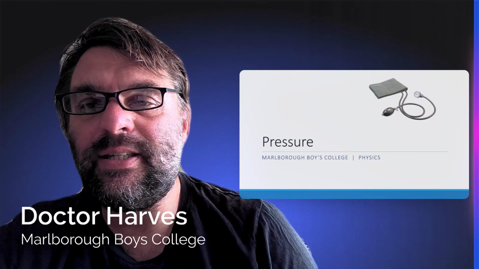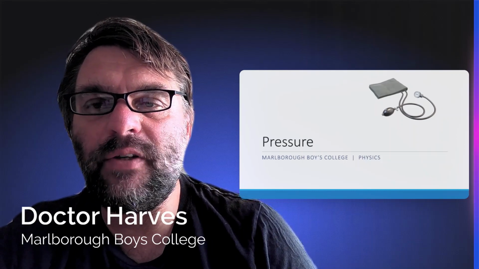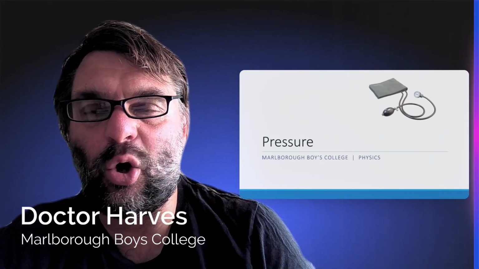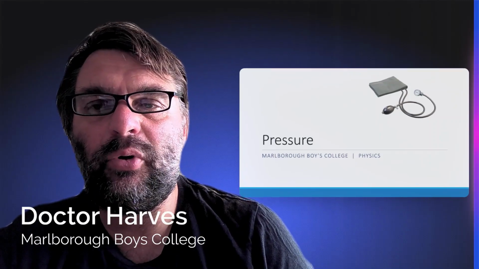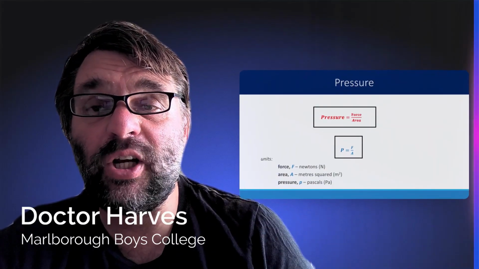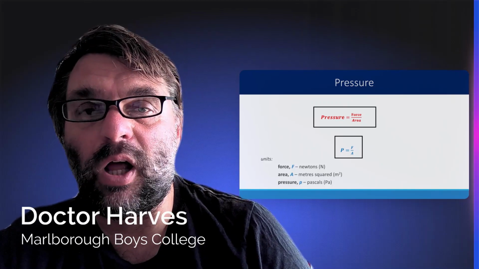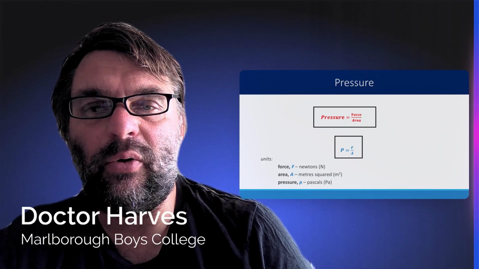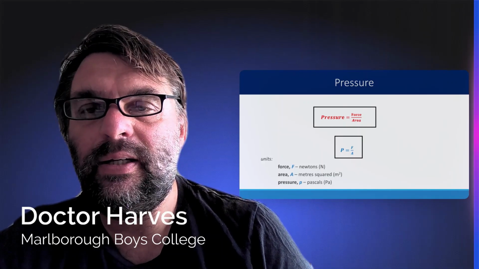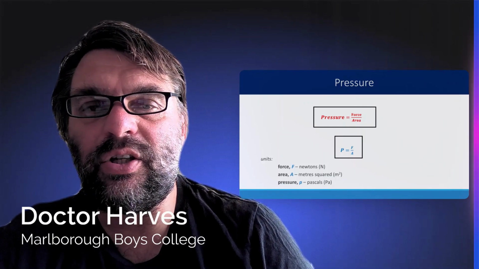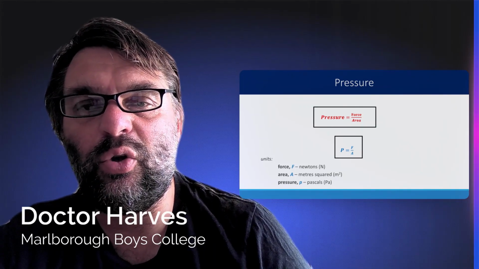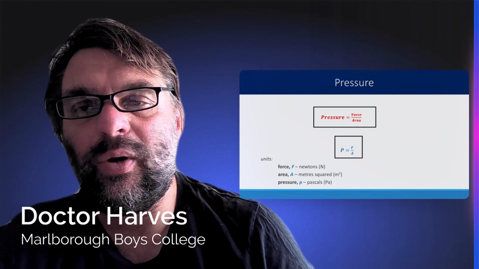So welcome back, NCEA Level 1 physicists, continuing on with mechanics external by looking at the concept or idea of pressure. So pressure is the amount of force applied over an area, force divided by area, where force is in newtons, the area is in meters squared, and the pressure is in pascals with the units of capital P, lowercase a.